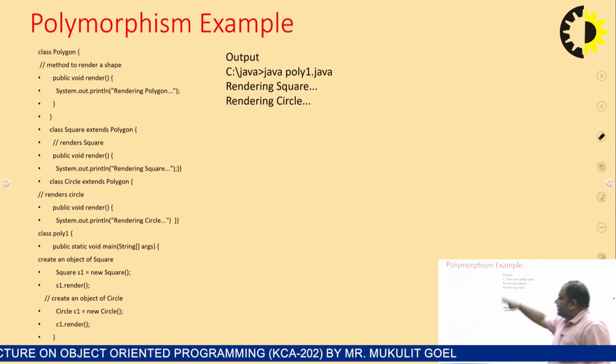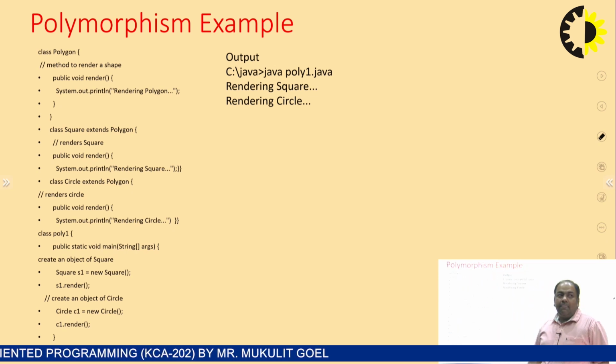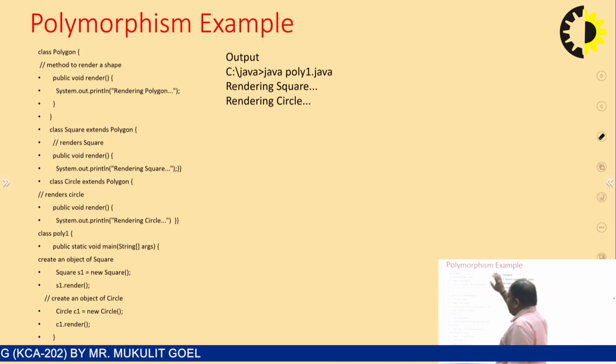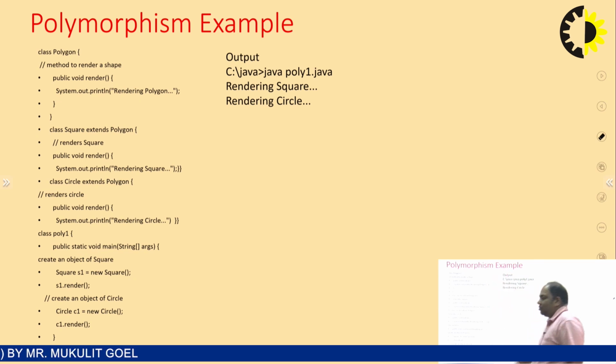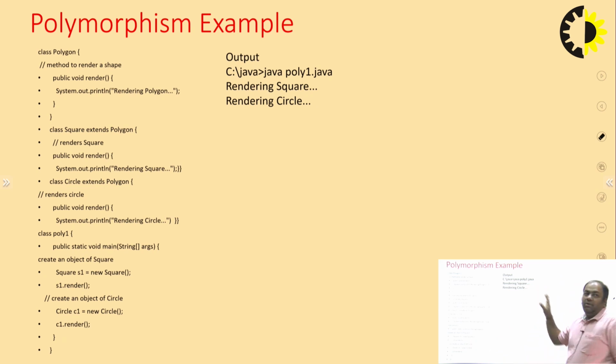This means the same method in a class can be used differently for other classes. The same method render is rendering polygon, rendering square, and rendering circle. But we have not used rendering polygon in our main method, so it will not render that polygon. We have only rendered square and circle, so it only renders square and circle. Okay, I hope by this you can understand what polymorphism is.